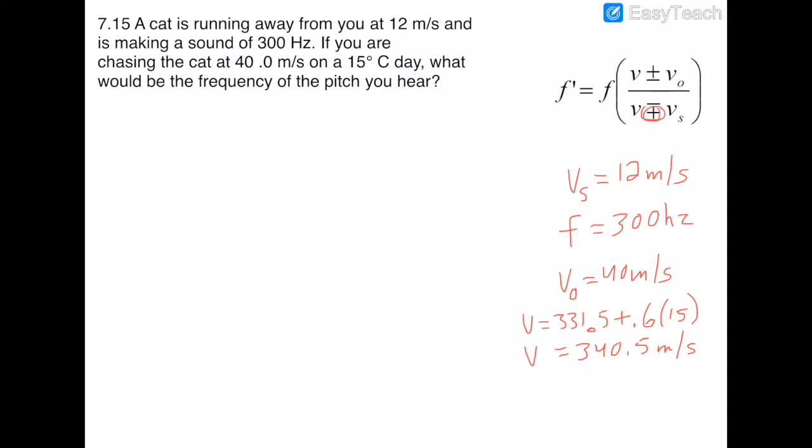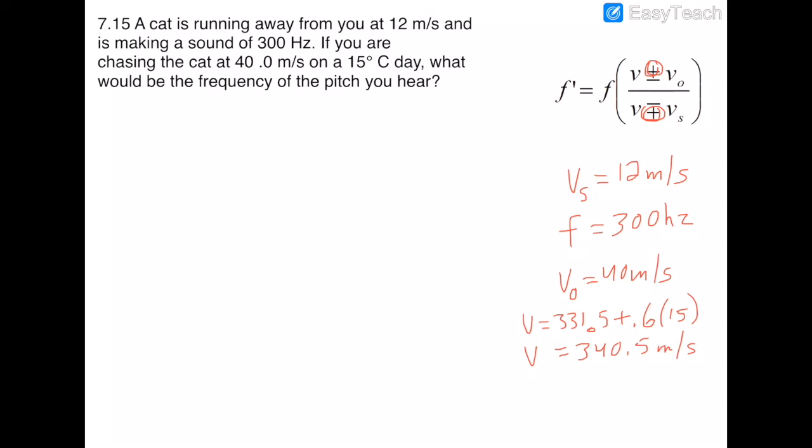All right, what are we going to use on the top? Up here we have the velocity of the observer. That's me. I'm moving at 40 meters per second, so I'm going to put 40 in for the VO. And the speed of sound is still 340.5. But am I going to use the plus or the minus? Towards, away. I'm going towards, right? Towards the cat. So I'm going to also use a plus on the top here, right? Okay. Cat is running away from you at 12 meters per second and is making a sound, and you are chasing the cat. So I'm actually using a plus on both sides.